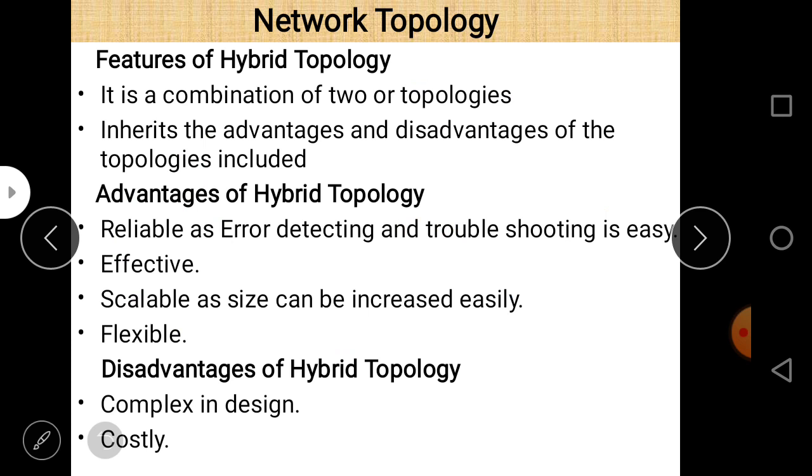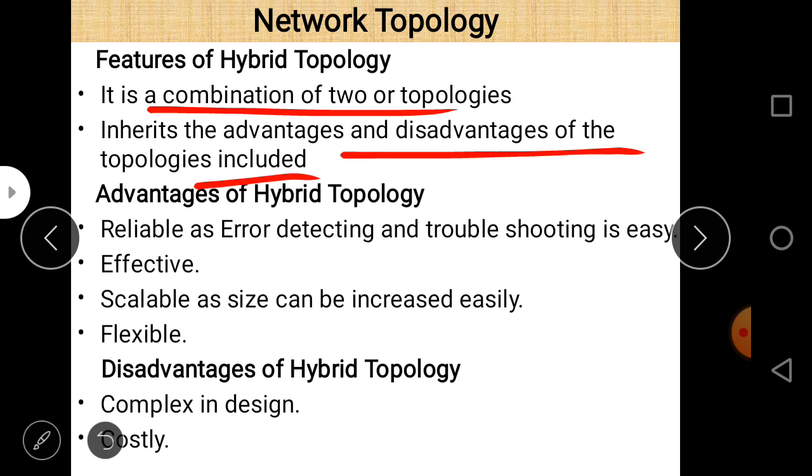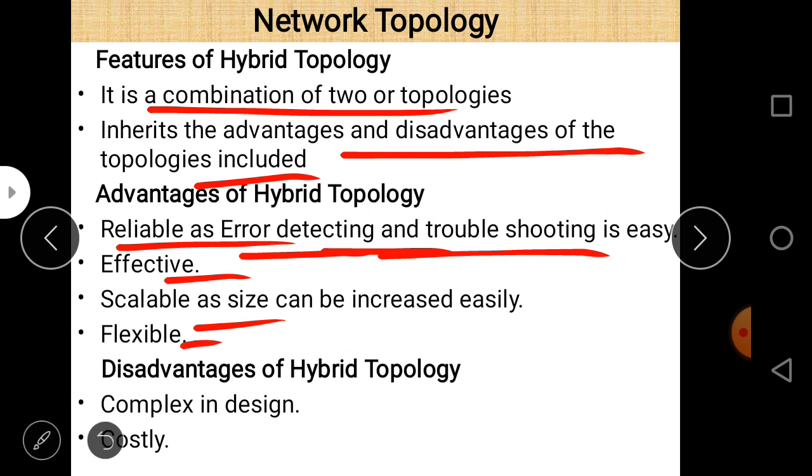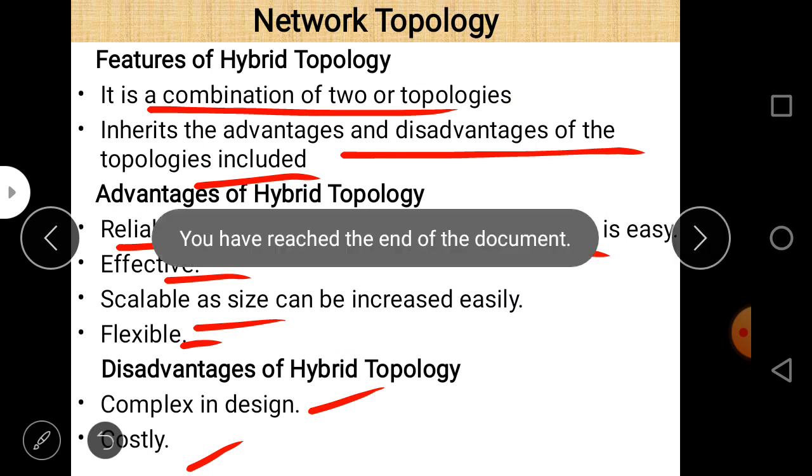And what are the features of hybrid topology? It is a combination of two or more topologies and inherits the advantages and disadvantages of the topologies included. So it has no specific advantage or disadvantage. It depends on the types of topology that are part of the hybrid topology. The advantages are that it is reliable, error detecting and troubleshooting are easy, and it is effective, scalable, and flexible. As far as disadvantages are concerned, it is very complex in design and it is also costly. So these are the basic disadvantages of hybrid topology.